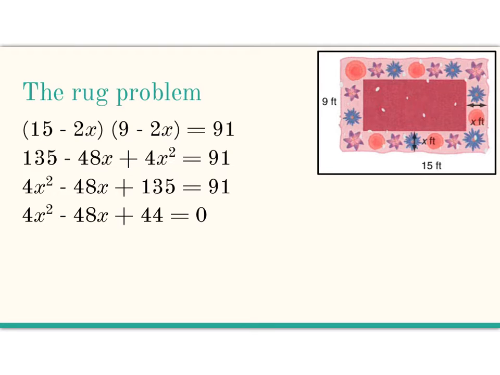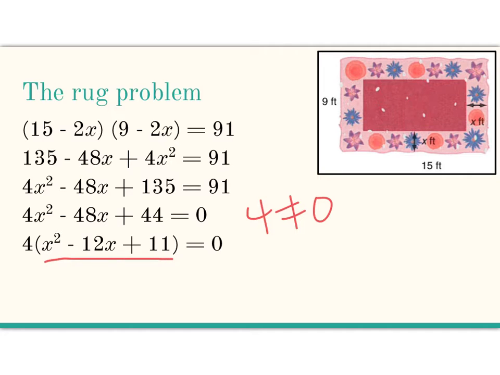You should look for the greatest common factor, and the three terms on the left-hand side are all multiples of 4, so we will factor out a 4 and leave this as 4 times the quantity x squared minus 12x plus 11 equals 0. Now that 4, we'll let it come along for the ride, but it's not going to do anything for us because it is never ever true that 4 is equal to 0. That can't be.